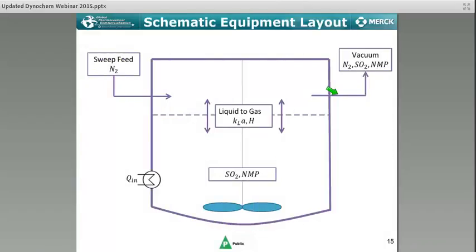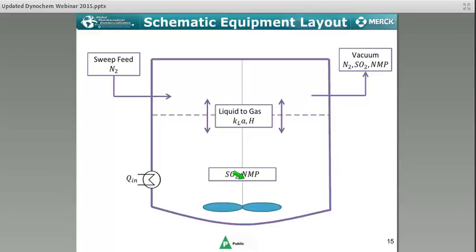So here's schematically what the equipment would look like. You have a nitrogen sweep. This is drawn as a sweep. We generally make a distinction. A sweep is above surface addition of nitrogen. A sparge would be a subsurface addition of nitrogen. But in a system like this, you'd have a sweep here. You'd have the effluent, which would be pulled off under vacuum in this case: nitrogen, SO2, some solvent that may have evaporated.